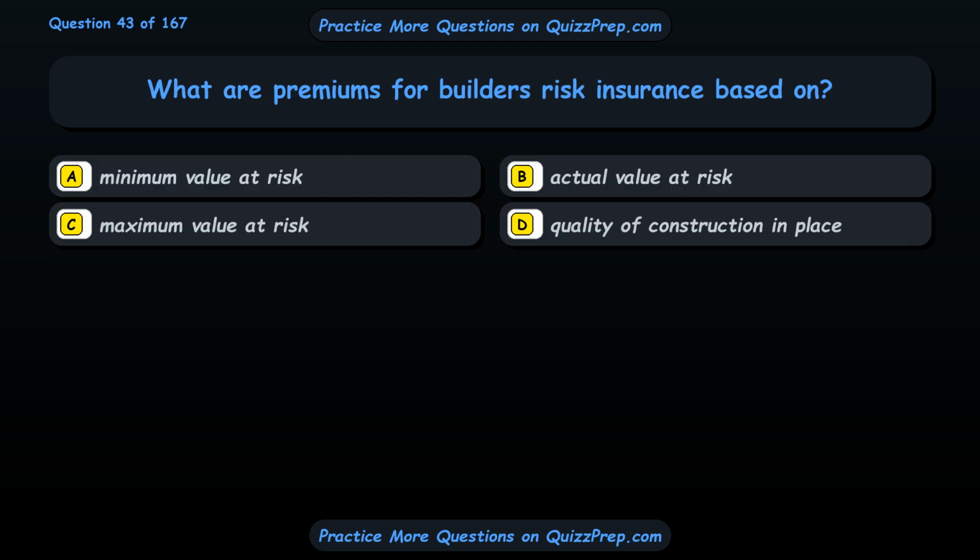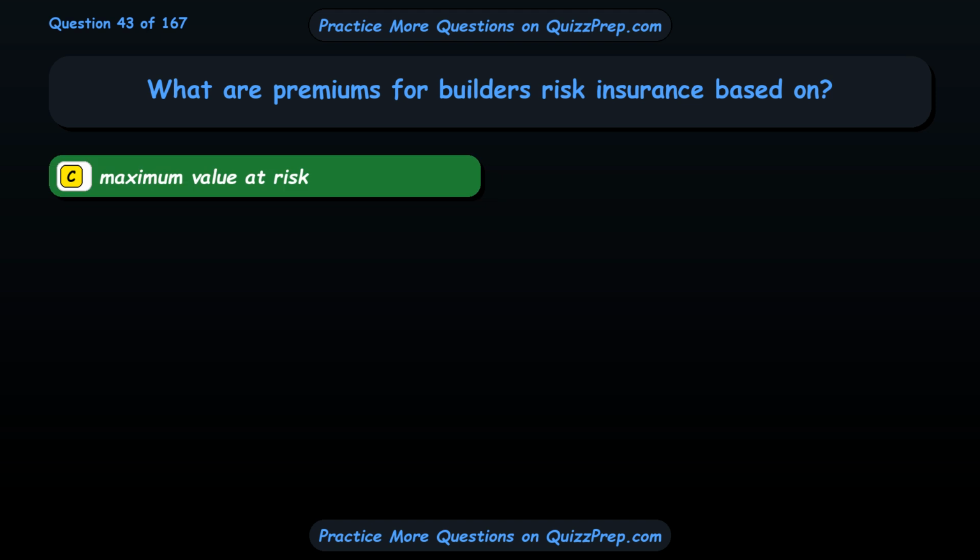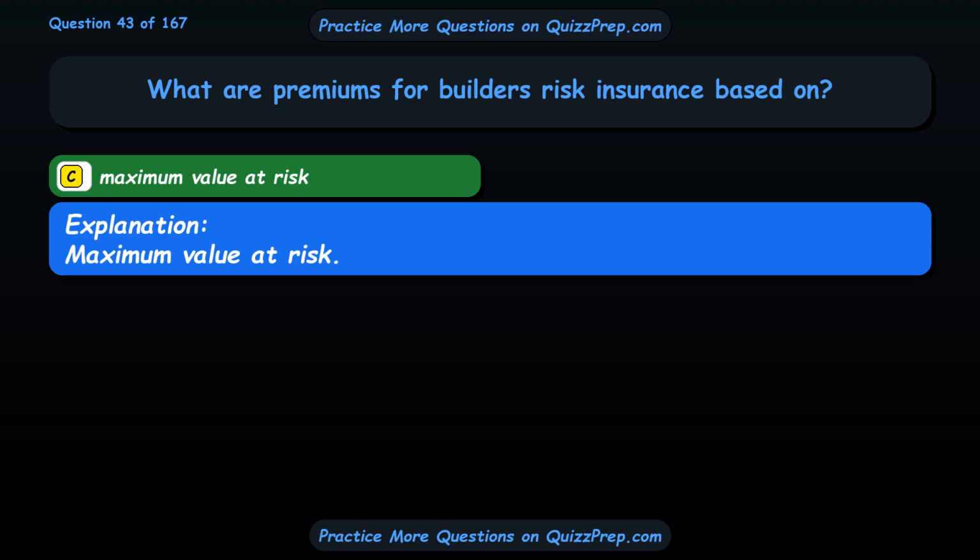Question 43. What are premiums for builders' risk insurance based on? Option A. Minimum value at risk. Option B. Actual value at risk. Option C. Maximum value at risk. Option D. Quality of construction in place. The correct answer is option C. Maximum value at risk.